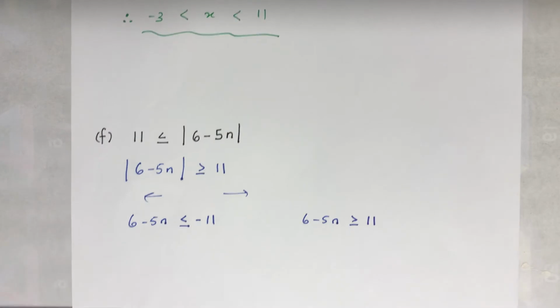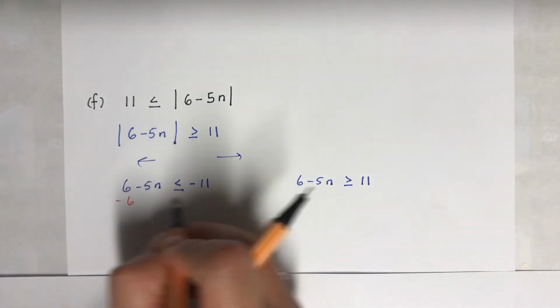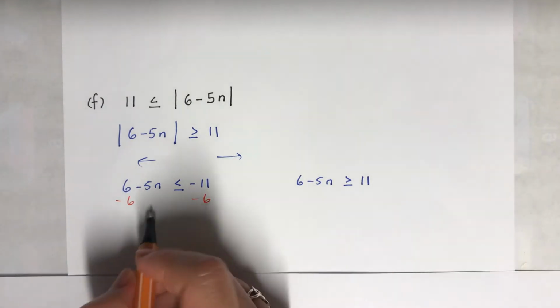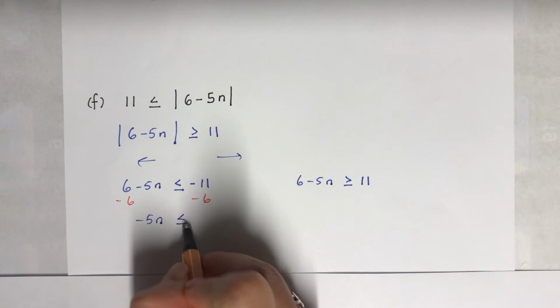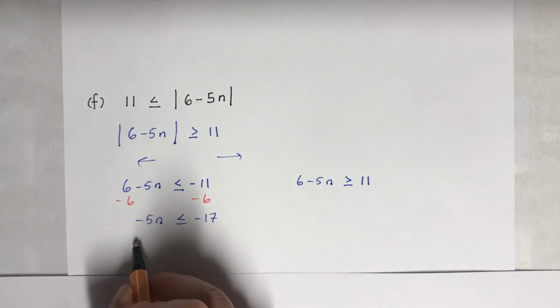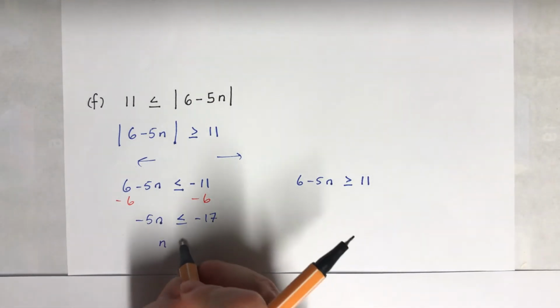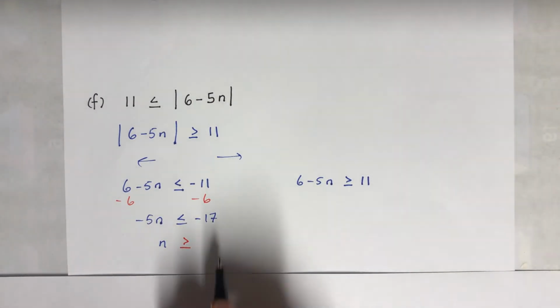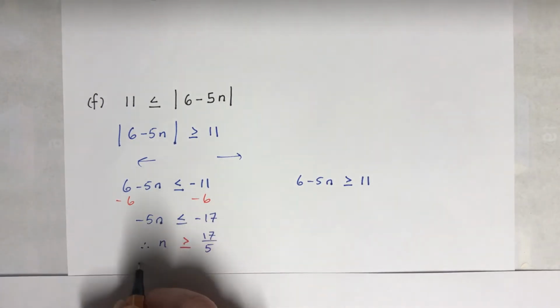Okay, so now I'm going to work on that. So I'm going to go minus 6, minus 6. I've got minus 5n less than equal to minus 17. And I'm going to divide it by minus 5. And of course, it'll change the sign. And so it will be like that.